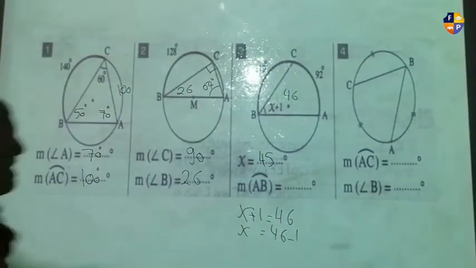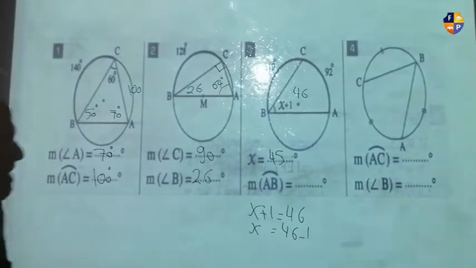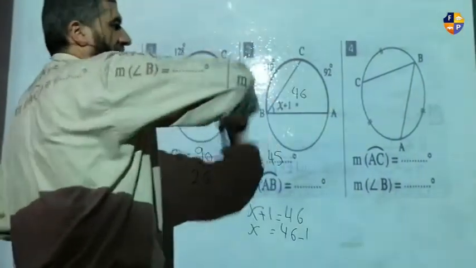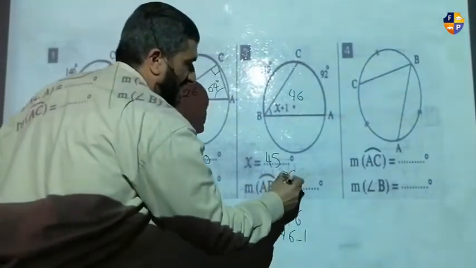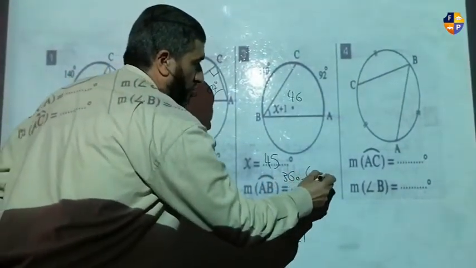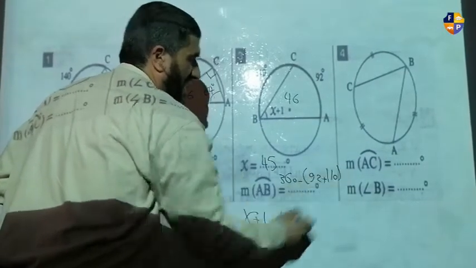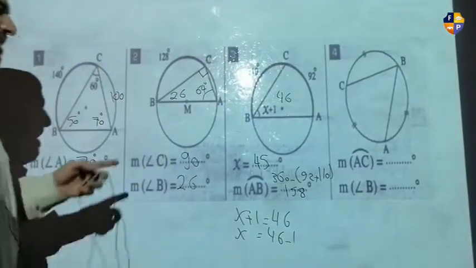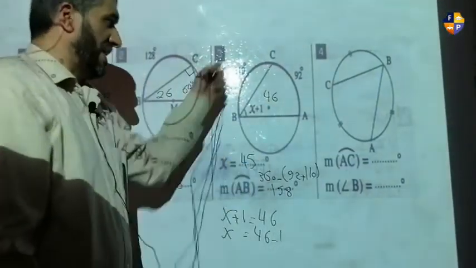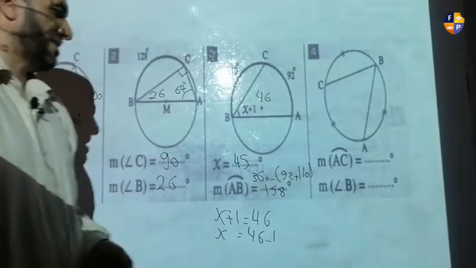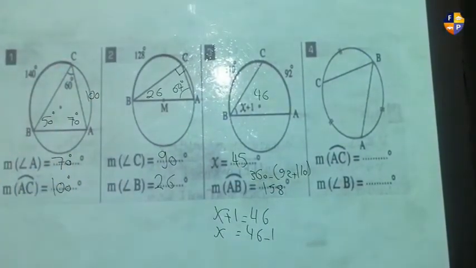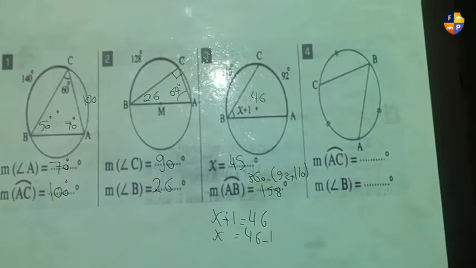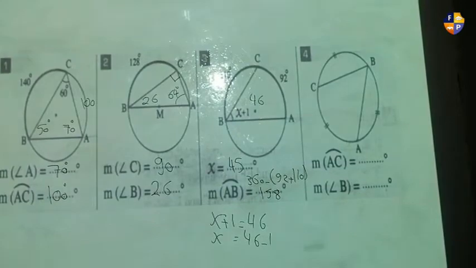But find the measure of arc AB. How to find the measure of arc AB? The measure of arc AB equals 360 minus the sum of 92 and 110, which equals 158 degrees. The measure of arc AB equals 158.